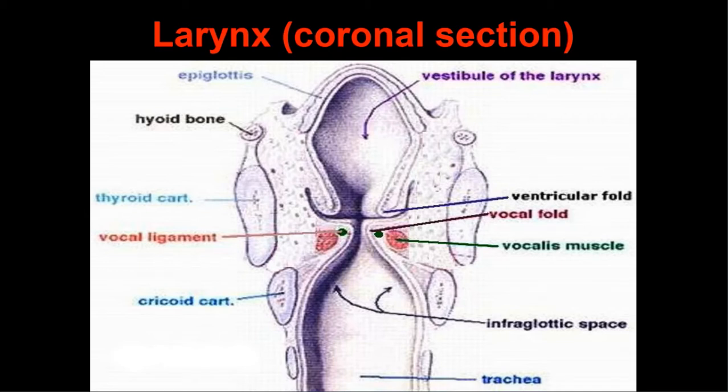This is a coronal section of the larynx. In coronal section, you can see the vestibule of the larynx, ventricular fold or false vocal cord, true vocal cord, vocalis muscle, and the infraglottis or subglottis. This is the cricoid cartilage and the trachea.